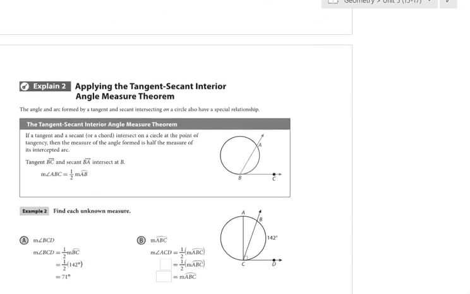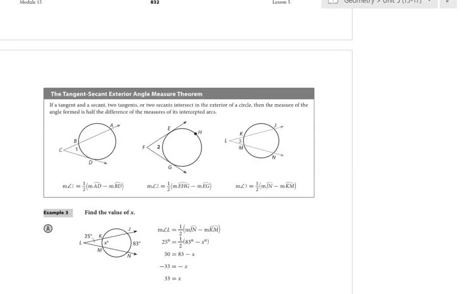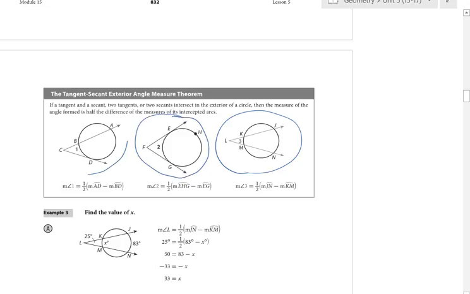Okay, and then the other relationship that we looked at earlier today, we had two secants, which was this case right here, but all three of these are actually all the same. It doesn't matter if you have two secants or two tangents or one secant and one tangent. The angle that's created outside of the circle is always half the difference of the two arcs that are created.